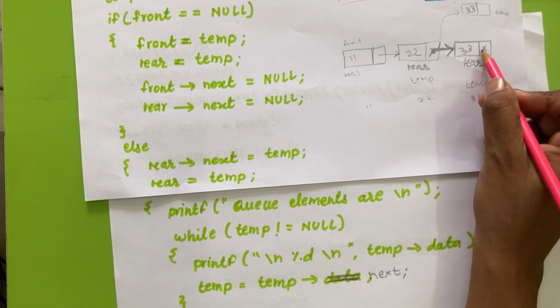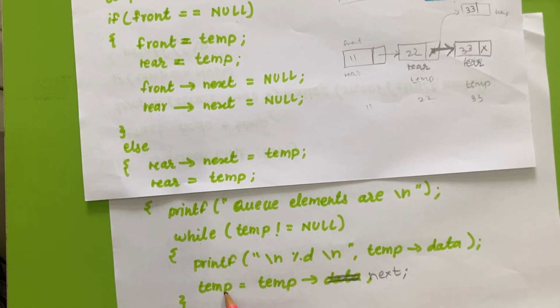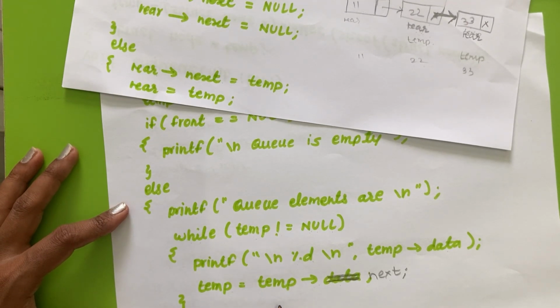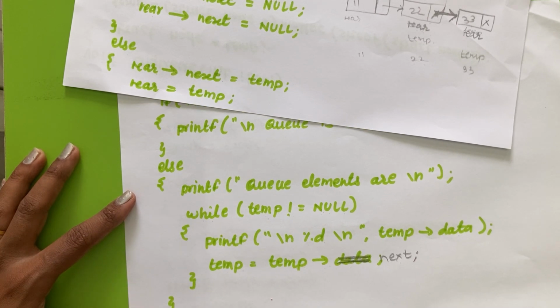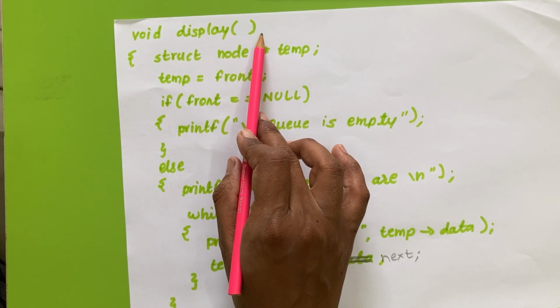Then temp gets updated to temp->next, and the value of temp->next here is NULL, so the value of temp becomes NULL. Again it checks the condition temp is not equal to NULL, but the value of temp is now NULL, so it comes out of the loop. We don't have any statement to print after this else, so it completes our display function.